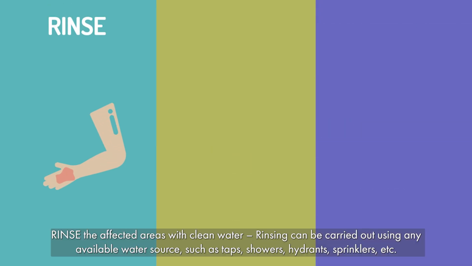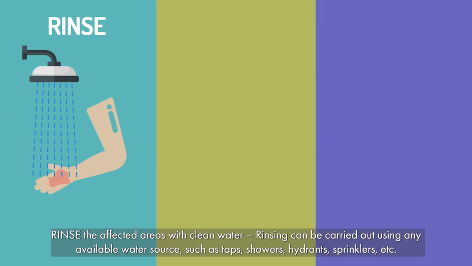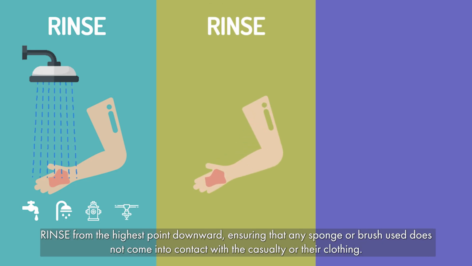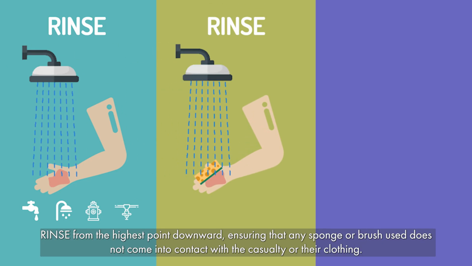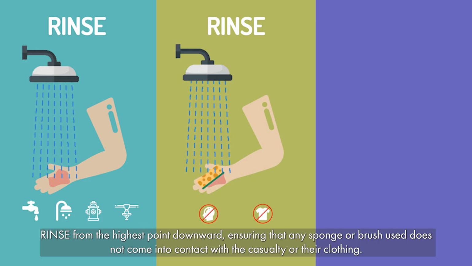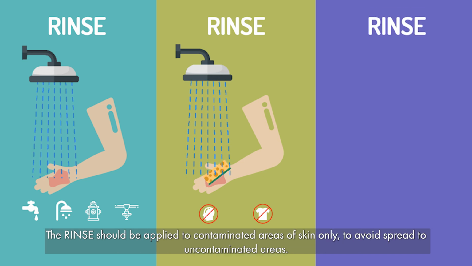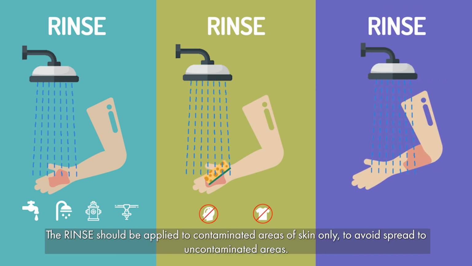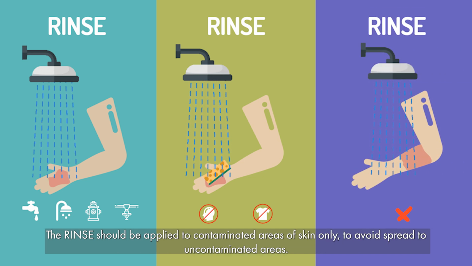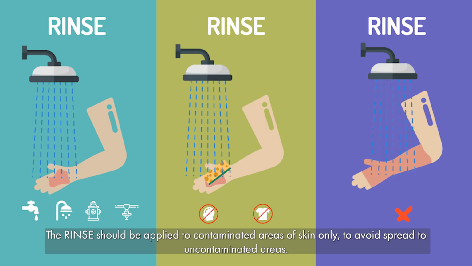Rinse the affected areas with clean water. Rinsing can be carried out using any available water source, such as taps, showers, hydrants, sprinklers, etc. Rinse from the highest point downward, ensuring that any sponge or brush used does not come into contact with the casualty or their clothing. The rinse should be applied to contaminated areas of skin only, to avoid spread to uncontaminated areas.